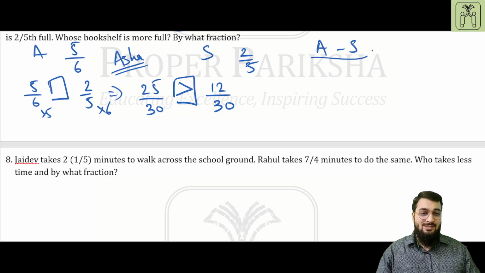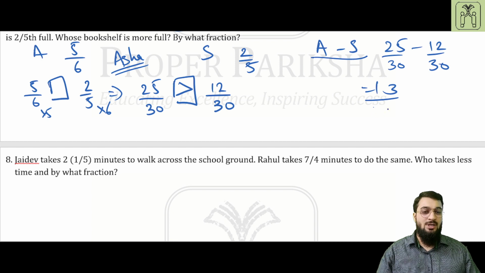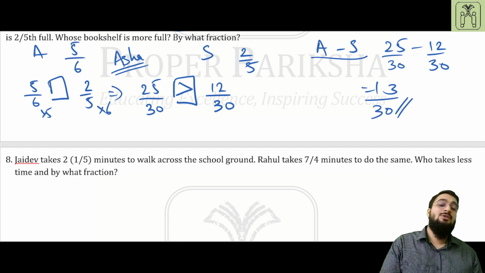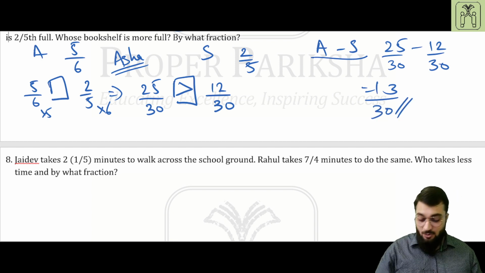A minus S, what is that? That is 25 upon 30 minus 12 upon 30, and that will give us the answer of 25 minus 12, so 5 minus 2 is equal to 3, 2 minus 1 is 1, which gives 13 by 30. So I hope you understand that.